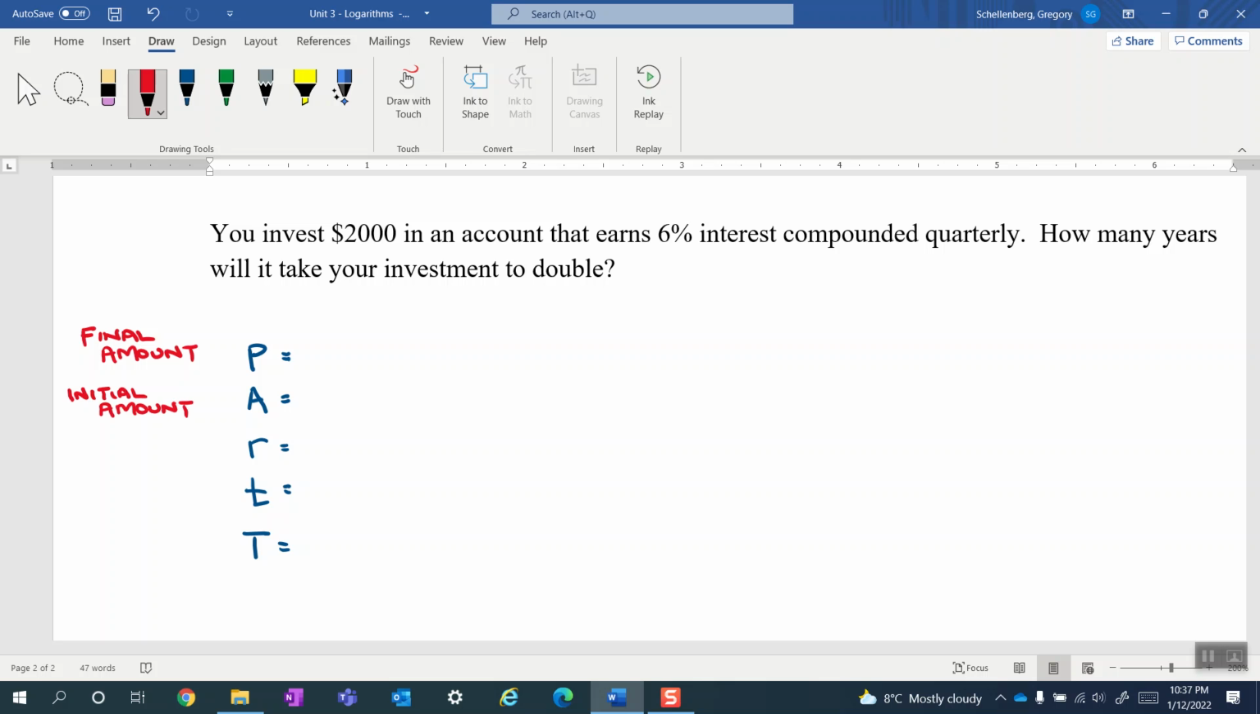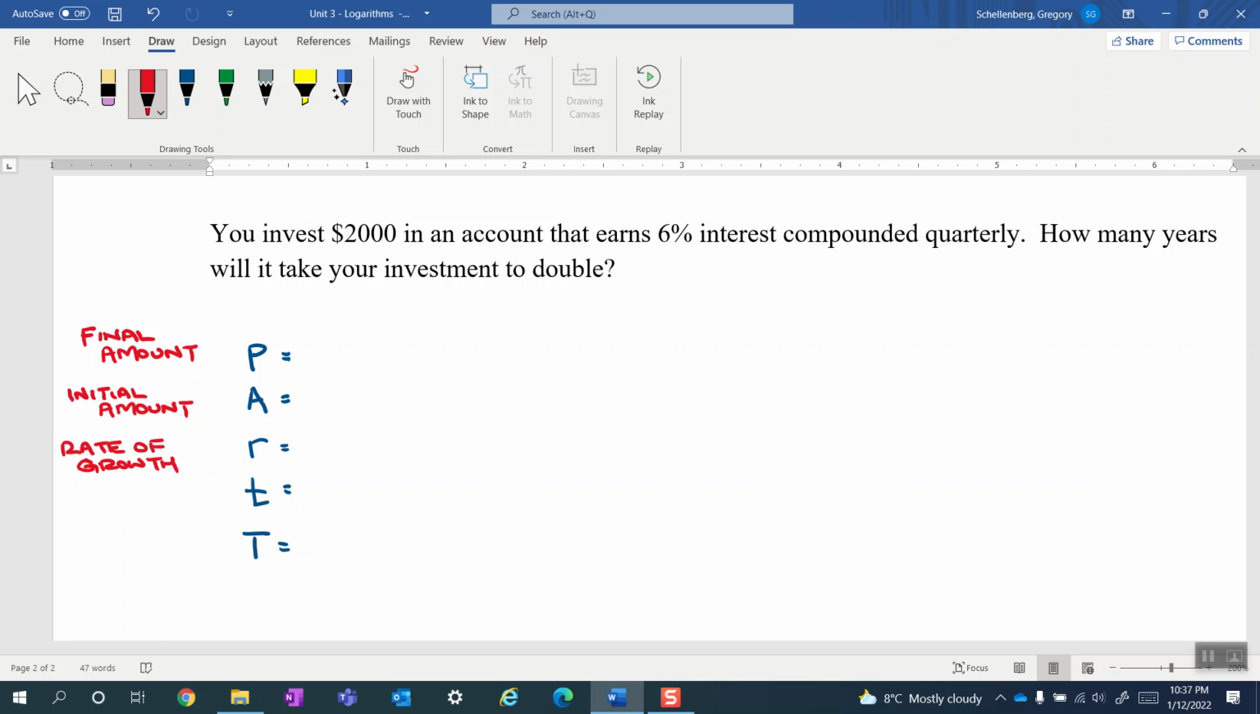R is our rate. It's a rate of growth if it's positive. It's a rate of decay if it's negative. When we're dealing with money, it's going to be a rate of growth.